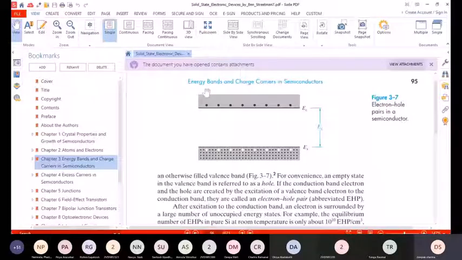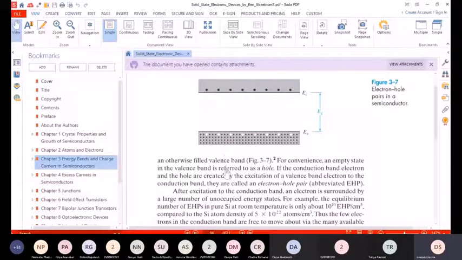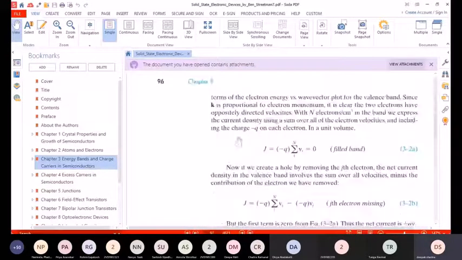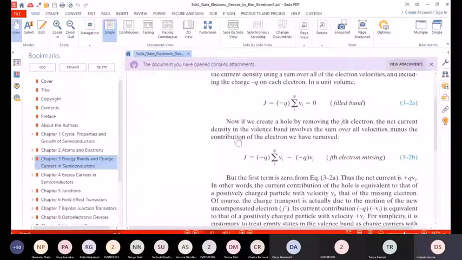Why? Because the hole is generated there, and the electron is free to move, right? And the electron jumping back from the conduction band to the valence band and recombining with the hole is called recombination. So in this way, the holes are generated, and the electrons are free to move in the conduction band, which is the basic reason for the current. So this we had seen.